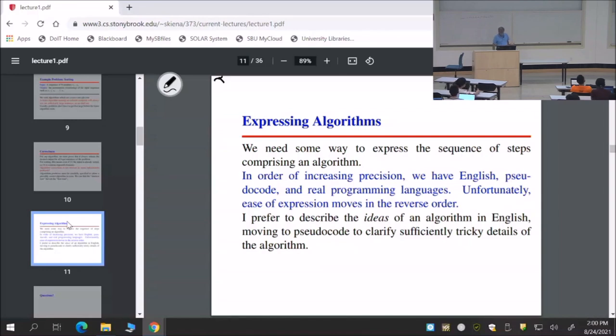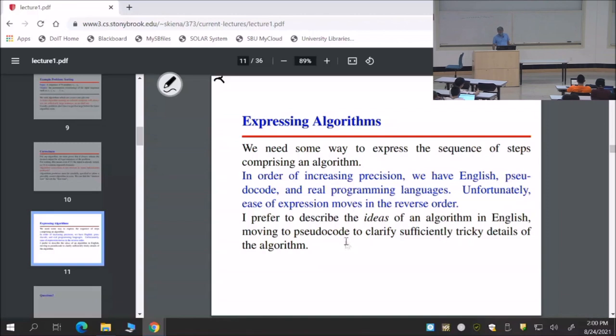Now, notice that writing a correct algorithm implementation in a programming language is a lot harder than making vague statements about it in English. Okay, and so in these representations, there's an order of precision. Okay?